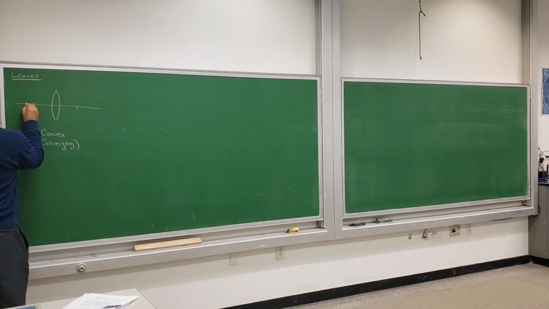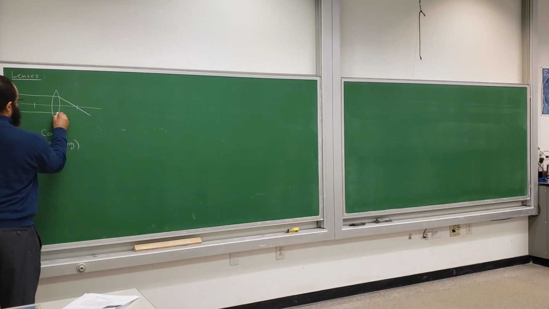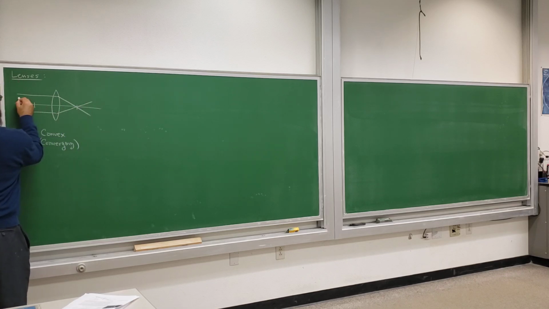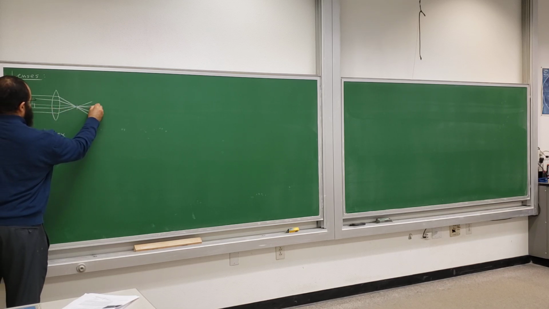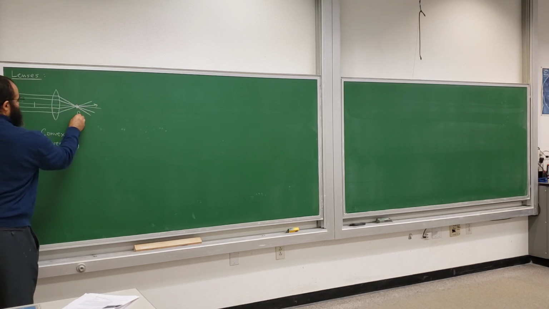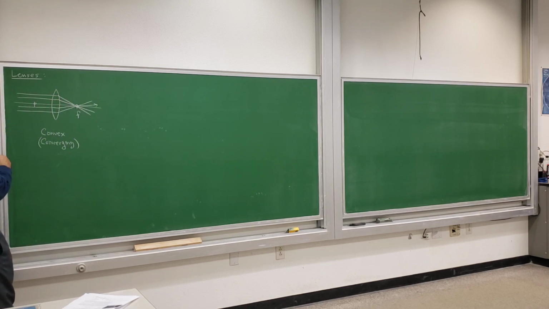If you send rays like this, they will converge. If you send another ray that's parallel, it will converge. If you send another ray here, it will go through the focal point. They all get focused here. This is the focal point. And if you send them this way, there is another focal point here, one from either side, because the lens is transparent from both sides. That's the convex converging lens.